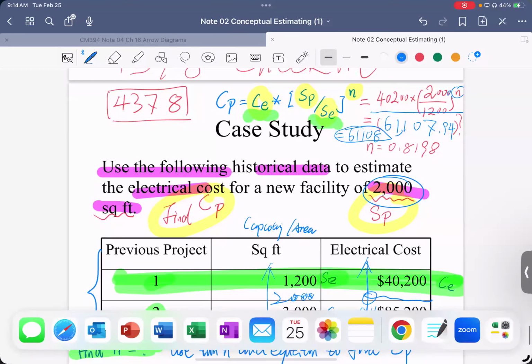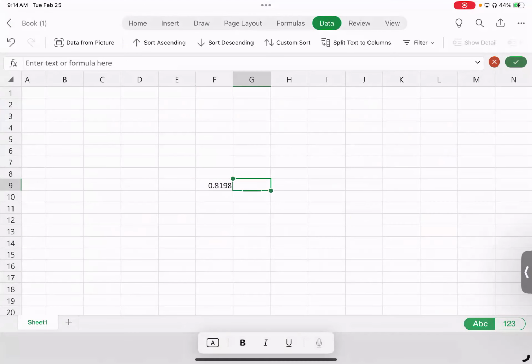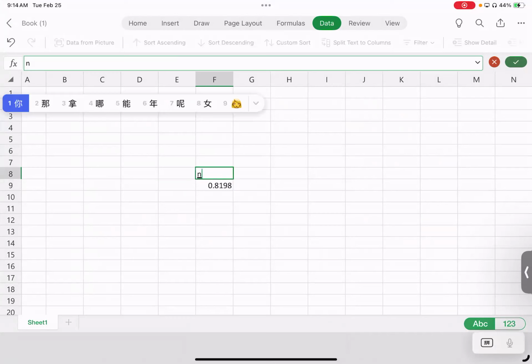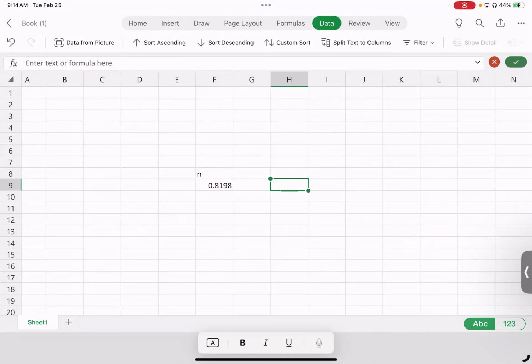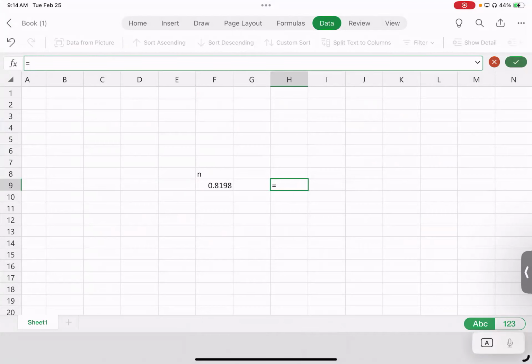Okay. So we have this number here. We know this is your n, lowercase n, and then we use the information here that the cost of your proposal, CP, is equal to the cost of your existing. As we agreed, the existing will still use project 1, which is 40,200, times S proposed divided by S existing, using n as a power.